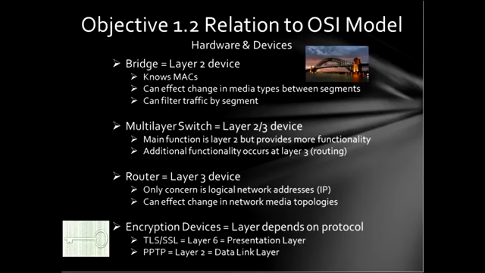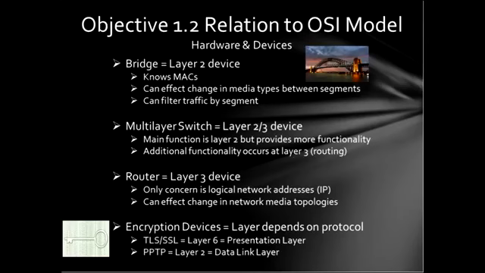A multi-layer switch is kind of a hybrid. It resides on both layers 2 and 3. Most of its functions occur on layer 2, but it does know network addresses, so it does have some layer 3 routing capabilities.